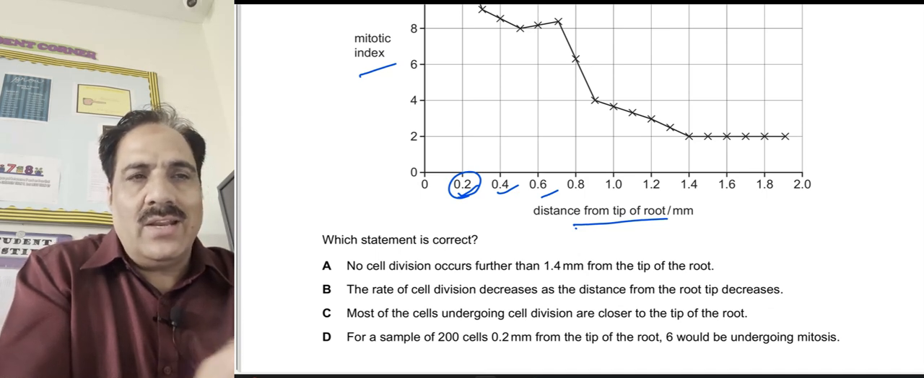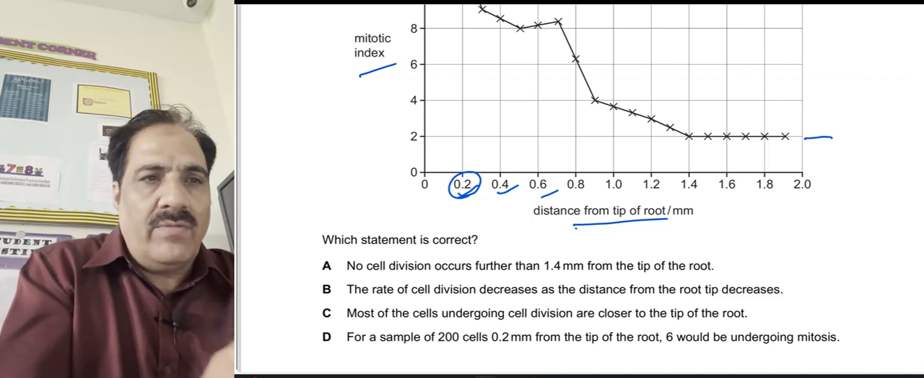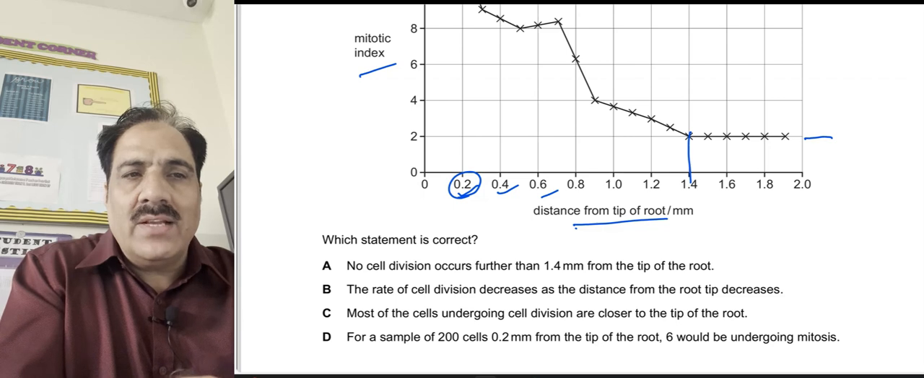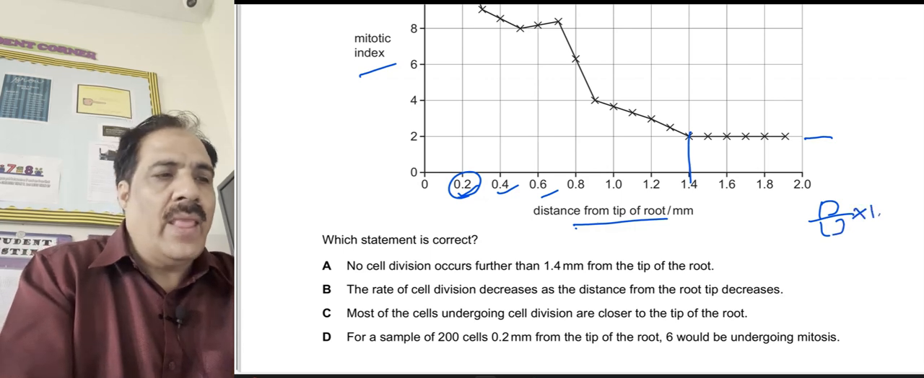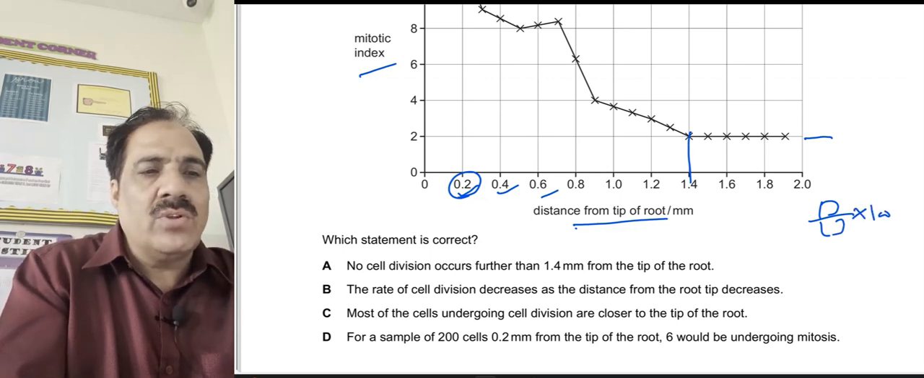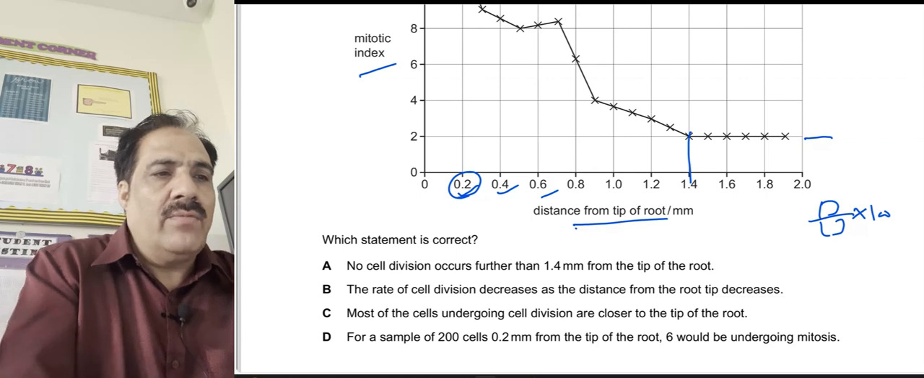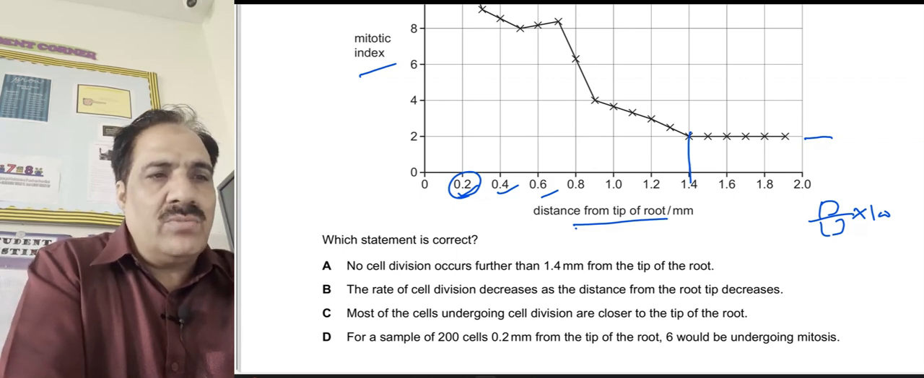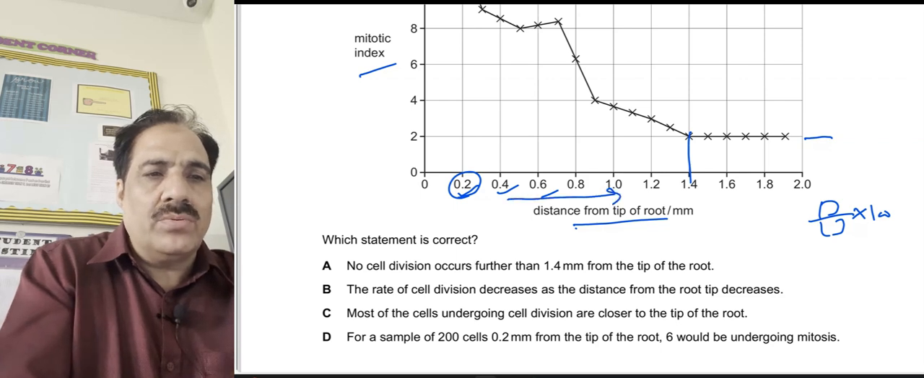No cell division occurs further than 1.4 mm from the tip of the root. Here, it is still taking place at 1.4 mm, but it remains constant, meaning the proportion of cells undergoing mitosis remains the same. The rate of cell division decreases as the distance from the root tip decreases. As we see, the mitotic index is the opposite. It decreases as the distance from the root tip increases. So this is also the wrong option.